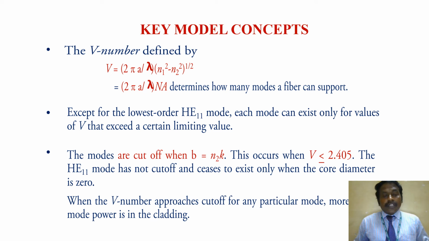So the modes have a cutoff condition, that means when beta equal to n2 k. This can occur when the value of V is less than or equal to 2.405. The lowest order mode, that is the HE11 mode, has no cutoff and ceases to exist only when the core diameter is 0. When the V number approaches cutoff for any particular mode, more of the mode's power, the hybrid mode power, is in the cladding.